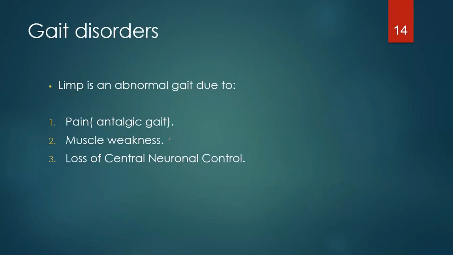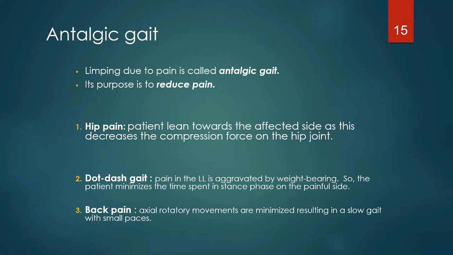Gait disorders, we talk about them, mainly three patterns. Either it is due to pain, or it is due to muscle weakness, or it is due to loss of central nervous system control. We will start with the pain. Usually we call it the antalgic gait.